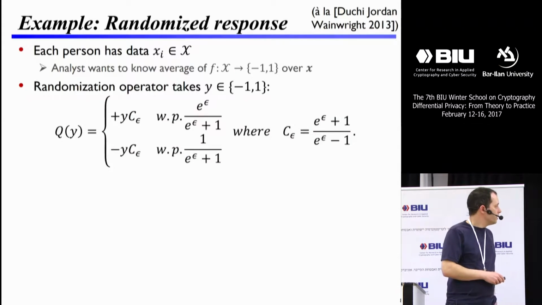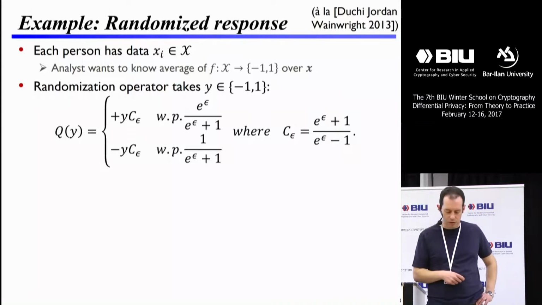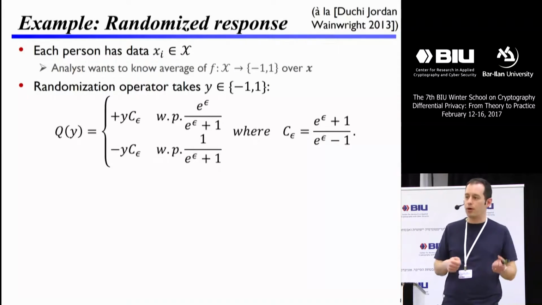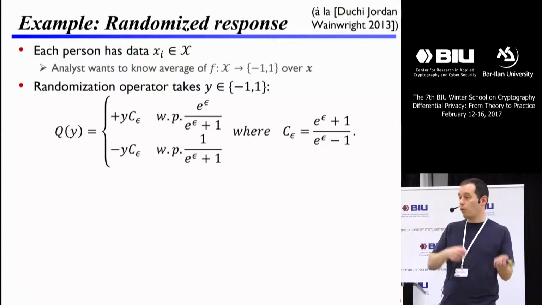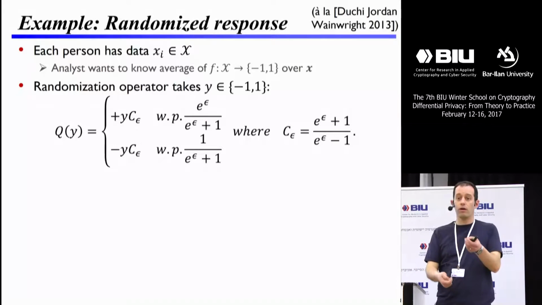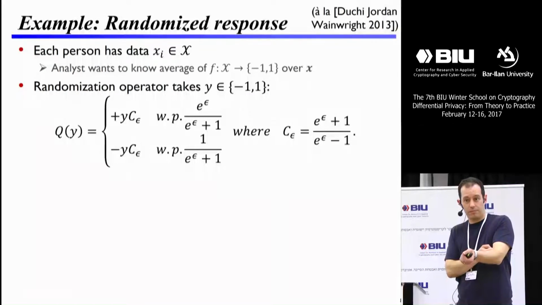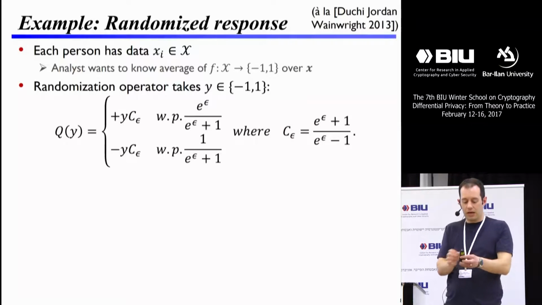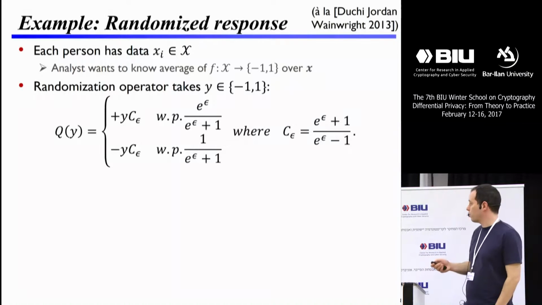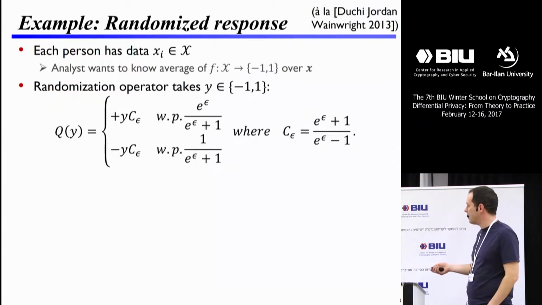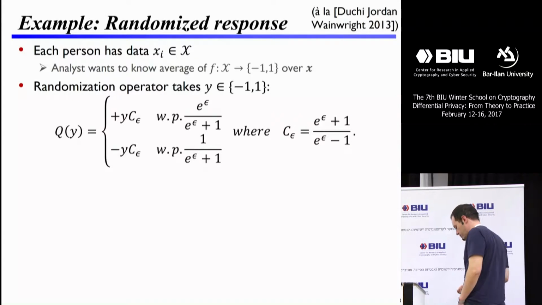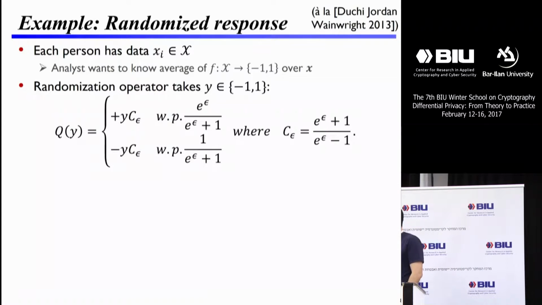Okay. And so the randomization operator we saw in Katrina's example, we asked each person to flip a coin and either report their correct data or report the opposite of their correct data. This is basically what we're going to do, but I'm going to give it to you in a slightly different form. We're going to rescale things to make the math easier for understanding how to process the answers. And we're going to do it this way.